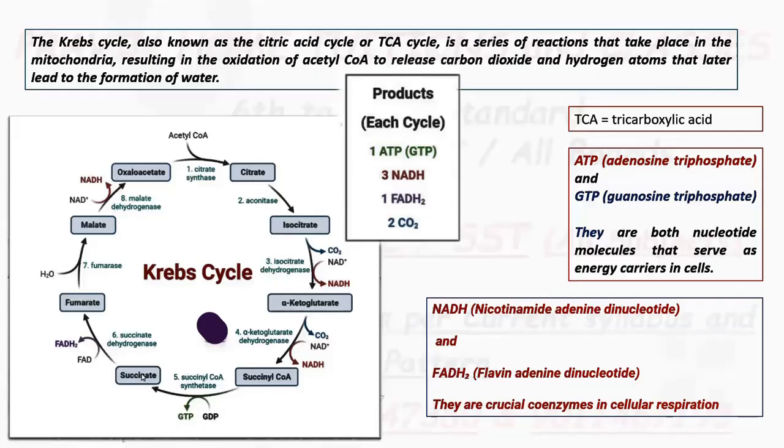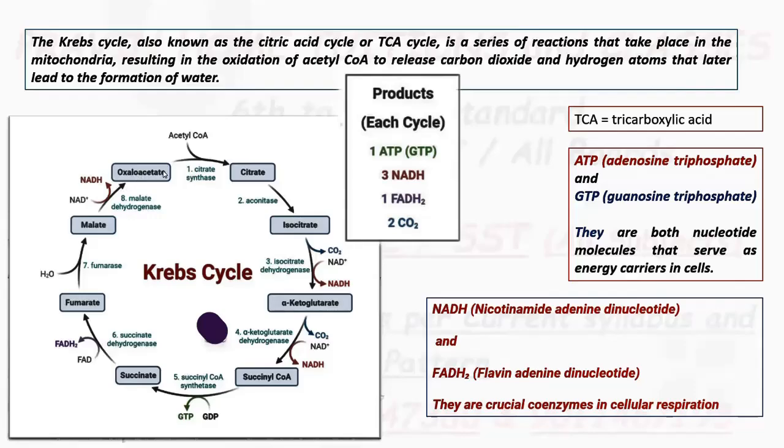Then succinate reacts with succinate dehydrogenase and forms fumarate. Here one FADH2 molecule is generated. FADH2 means flavine adenine dinucleotide. This is also an energy molecule. Then fumarate reacts with the enzyme fumarase and forms malate. Malate reacts with the enzyme malate dehydrogenase and forms oxaloacetate.